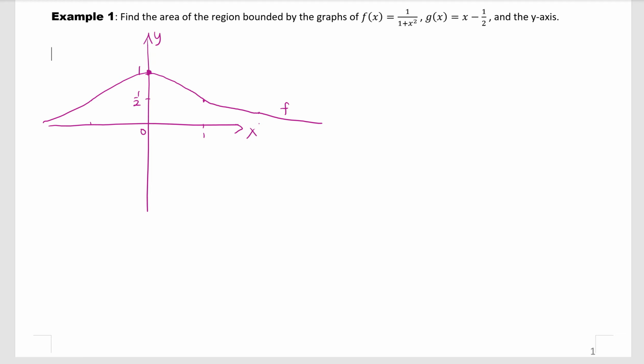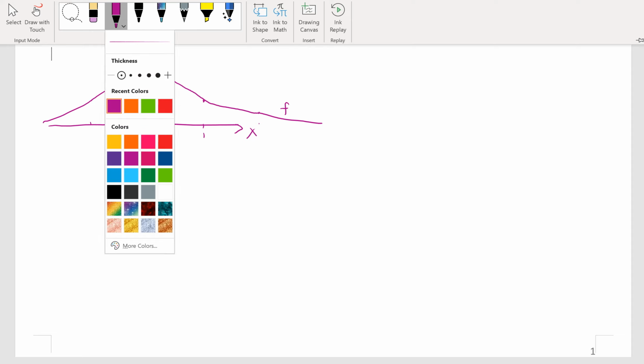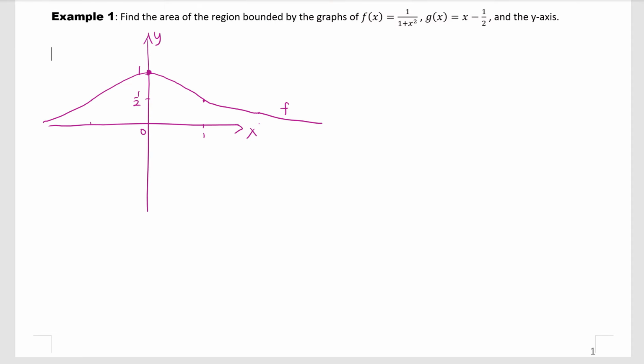How about g? Well, g is a linear function, so we know it's a line. How many points can fix a line? 2 points. So we just need 2 points. The first point we can pick x as 0, then we get minus 1/2. And the second point we can pick x to be 1. 1 minus 1/2 is 1/2. Oh, you see, we found the intersection point.